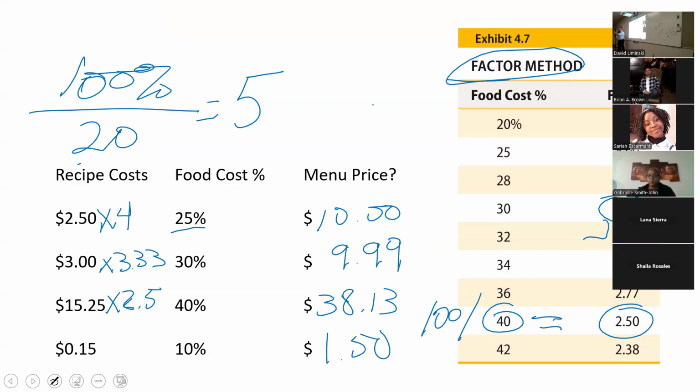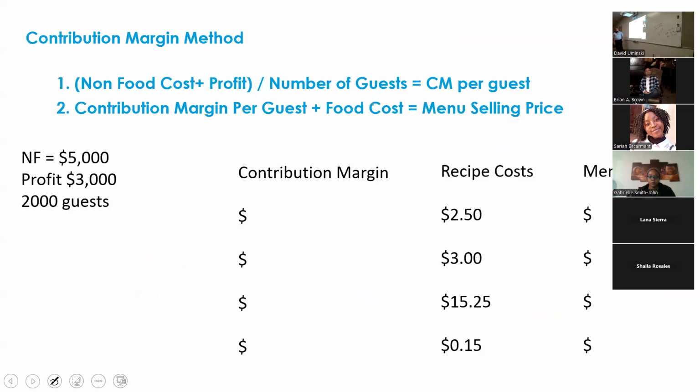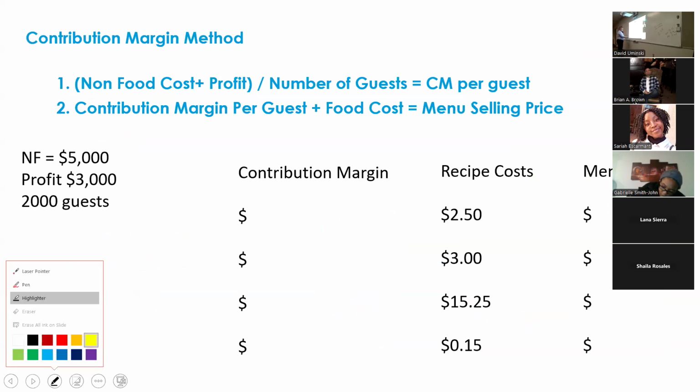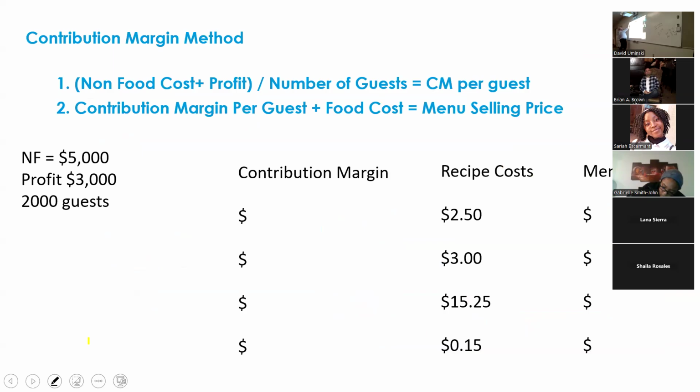Okay, now I'm going to give you 4 methods. You don't have to pick one and stick with it. You want to pick whatever one's going to be best for that item. So let's take a look at one other one called the contribution margin method. What is the root word of contribution? Contribute. So the contribution margin contributes to our non-food cost and our profit. That's how I always remember the contribution margin.